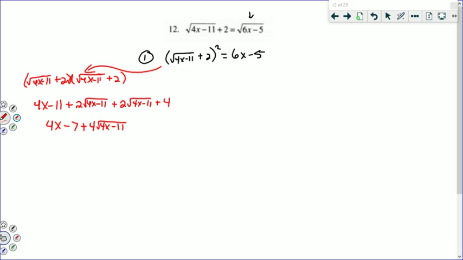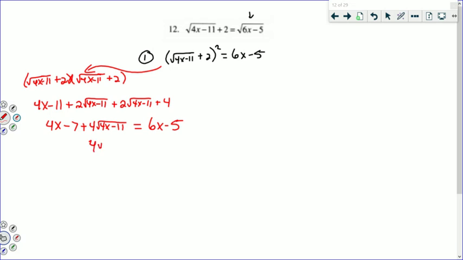Okay? So that's the left side of the equal sign, and we have 6x minus 5 on the right side of the equal sign. So we need to rinse and repeat. We need to do step 1 again. We need to get this square root part on one side of the equation by itself. So we're going to subtract 4x and add 7 to both sides.